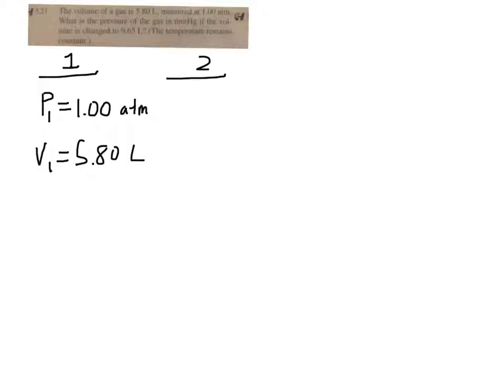Now let's look at P2 and V2. Let's look at the problem. I see 9.65 liters, so we know volume V2 is 9.65 liters. And remember, for volume, we want it in liters, so we're good. And then, what is the pressure of the gas? Notice it says in millimeters of mercury. First off, we don't know what P2 is, so that's what we're solving. That's our question mark.